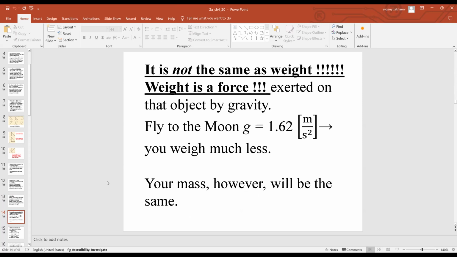Yeah, that's what this slide says. Weight is force. You fly to the moon. Your free fall acceleration on the moon is 1.62 meters per second squared, which is 6 times less than we have here on Earth. So the weight will change. You'll weigh 6 times less, but your mass is still the same because you will still be made of the same amount of atoms and molecules that create the mass that your body is made of.